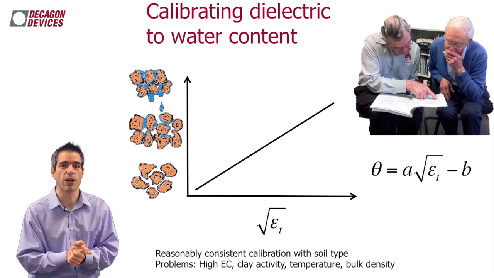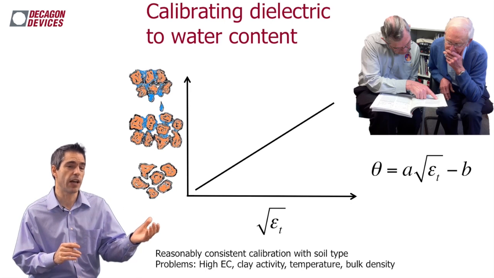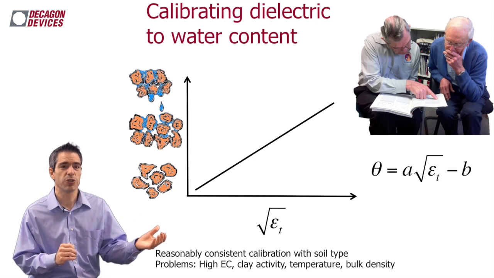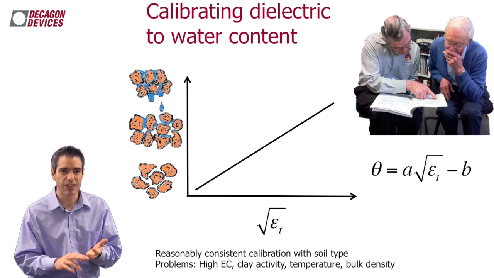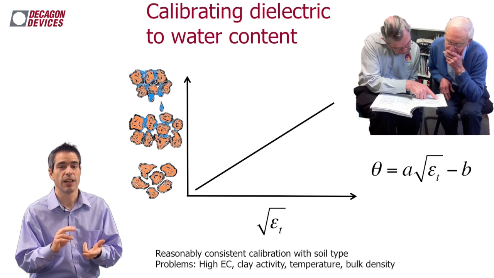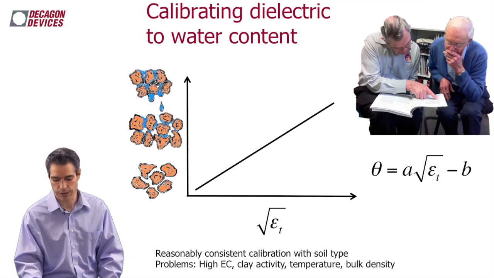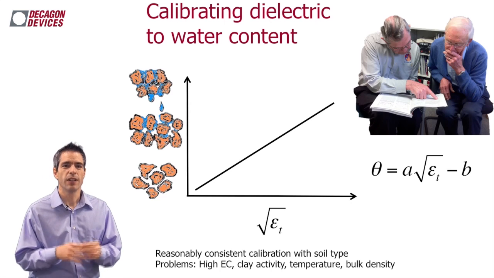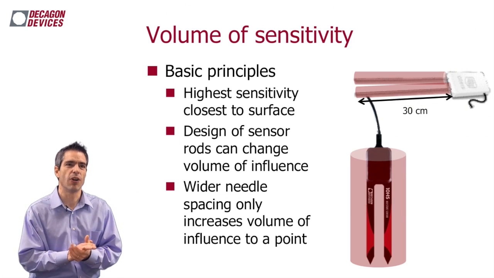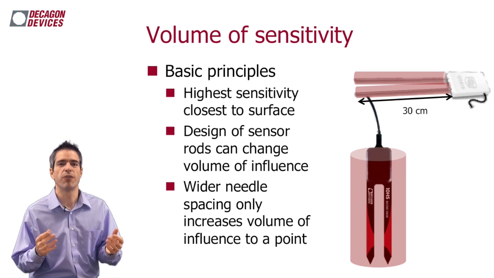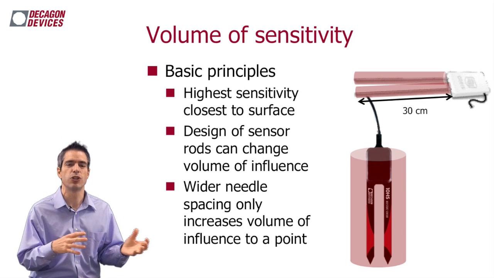And I've noted on the bottom of the slide that we have problems sometimes measuring in high electrical conductivity, high clay activity, and sometimes even temperature and bulk density can affect this relationship, this A and B, these empirical constants.